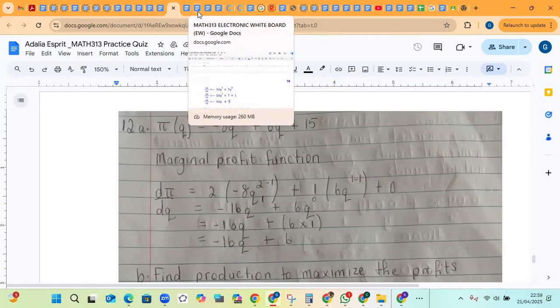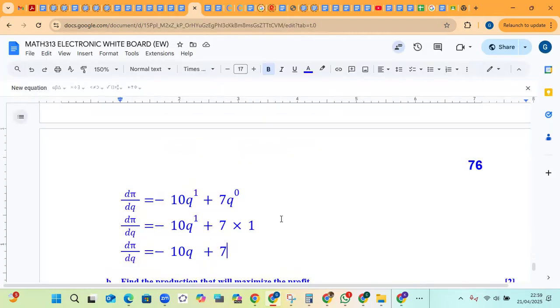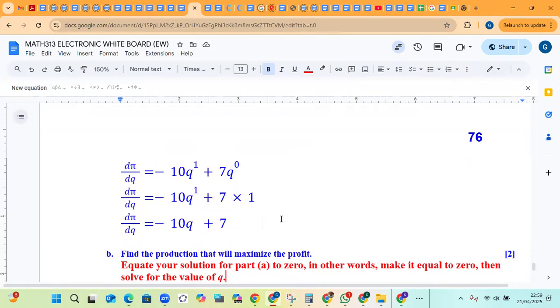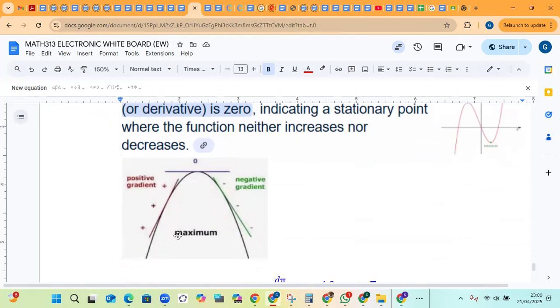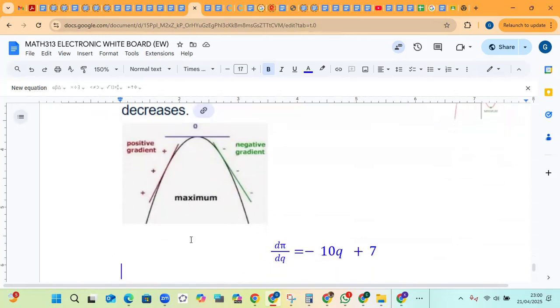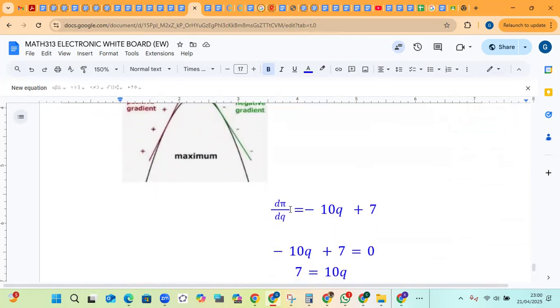Now, part B says we have to find the production that will maximize the profit. And it says here, equate your solution for part A to 0. In other words, make it equal to 0, then solve for the value of q. Because at the maximum point of a function, the gradient or derivative is 0, indicating a stationary point where the function neither increases nor decreases. So as you can see here in the diagram, at the maximum point, the gradient is 0. So this is the rationale for equating the gradient function to 0.